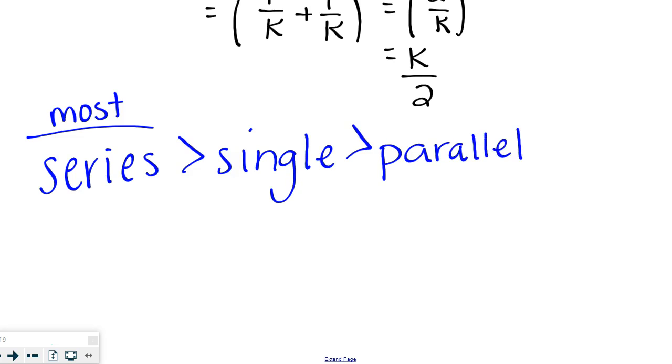So in series, 1 over K1 plus 1 over K2 inverted is your new K. In parallel, K plus K.